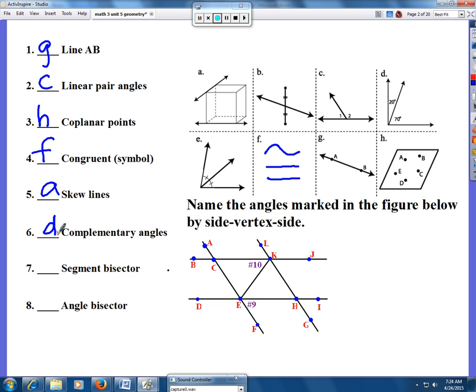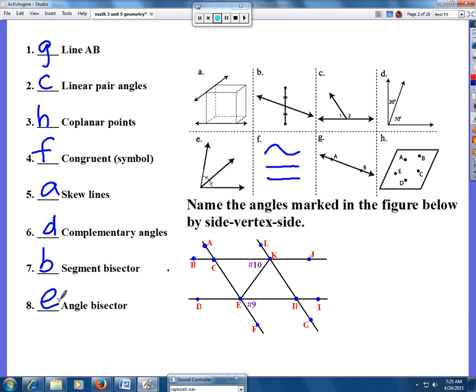A segment bisector would be box E. I'm sorry, that's an angle bisector. So a segment bisector, this line is bisecting this segment. We know that because these two pieces of the segment are congruent. These two marks here and these two marks here show that those two pieces are the same length, or they're congruent. And then, as I said, box E is the angle bisector. You've got an angle here bisected by this ray, and I know that's bisecting this angle because I have equal angles here. These two dashes are marking those as congruent angles.